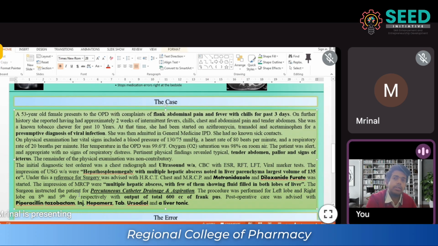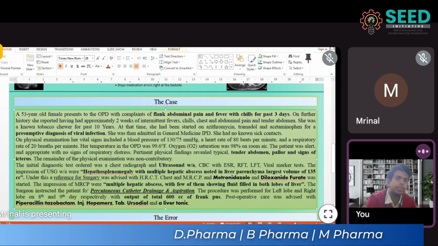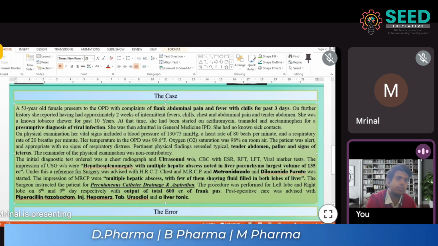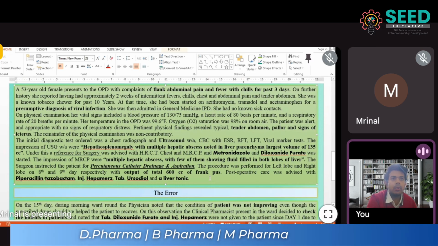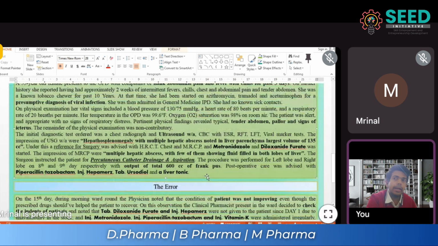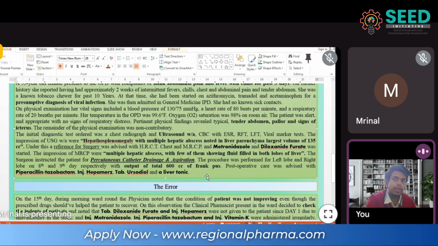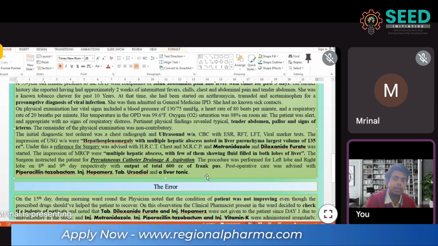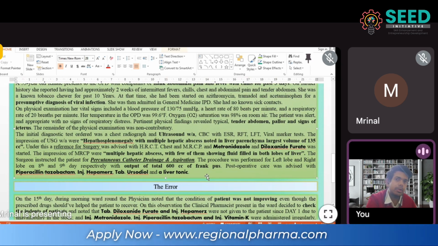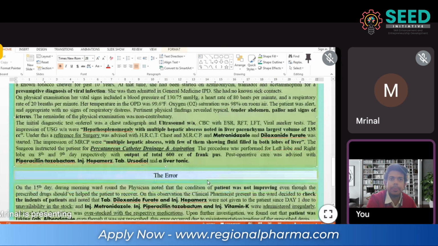The surgeon instructed a procedure known as percutaneous catheter drainage and aspiration. The procedure was performed for the left lobe and the right lobe on the 9th and the 10th day respectively, with an output of a total of 600 cc of frank pus. The post-operative care was injection tazobactam, injection hepamers, and tablet ursodiol with a liver tonic.